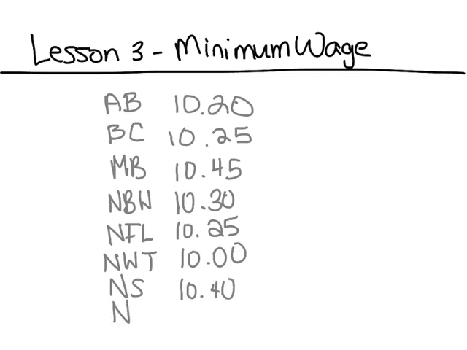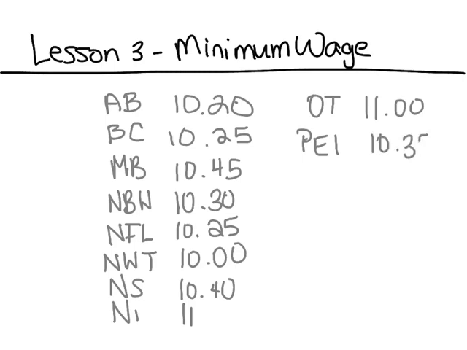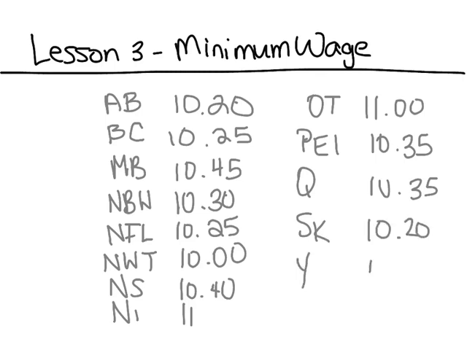Nunavut, I don't know Nunavut, is $11. Ontario is $11. PEI is $10.35. Quebec is $10.35. Saskatchewan is $10.20, and the Yukon is $10.72. So those are all the new numbers.